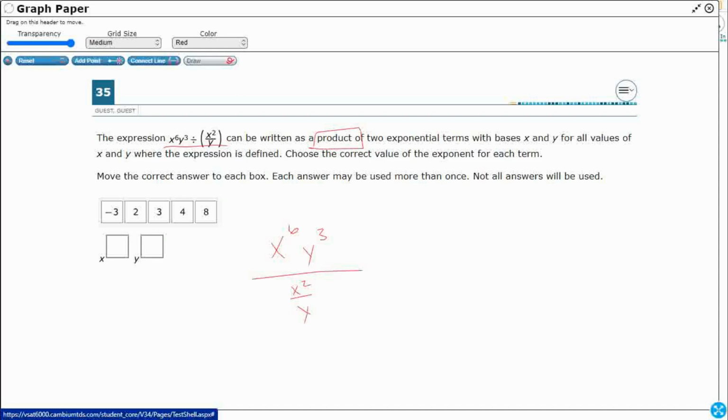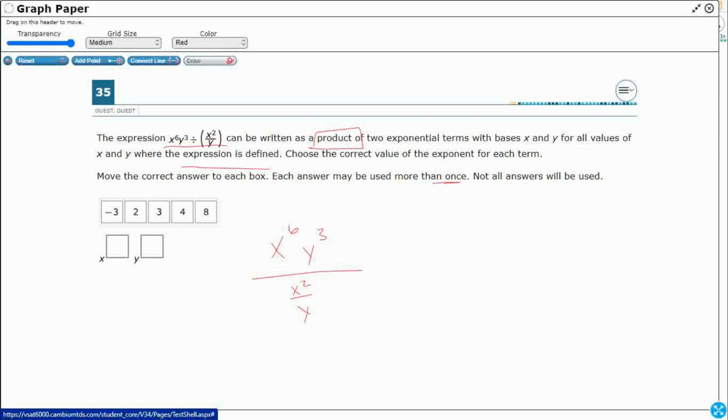So you could just multiply the x and the y. And all it says is the expression is defined, so we can never divide by 0. No value is going to be good if it allows us to put a 0 in the denominator. And then we need to choose the correct term for each exponent. Now, move the correct answer to each box. They can be used more than once, and not all answers will be used.